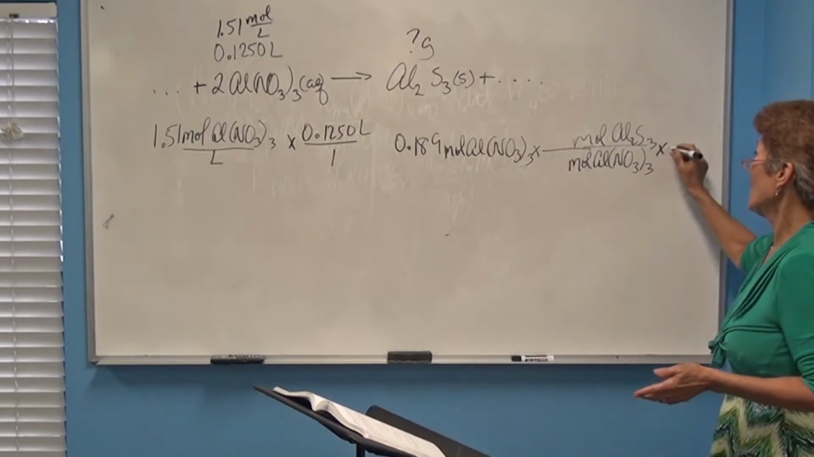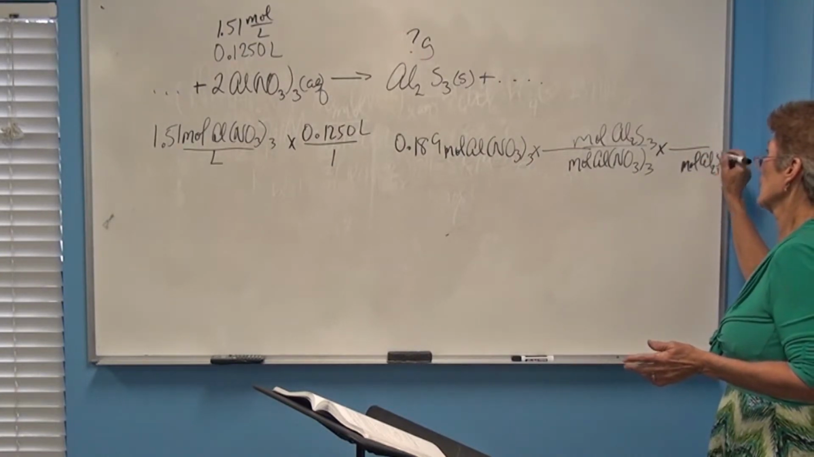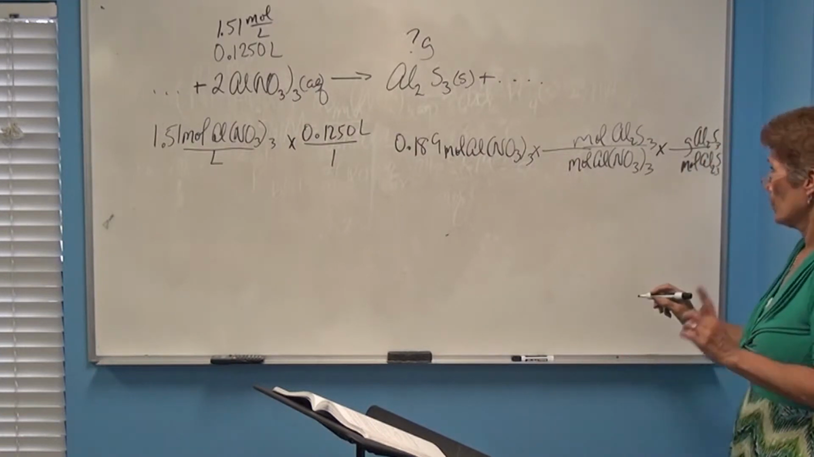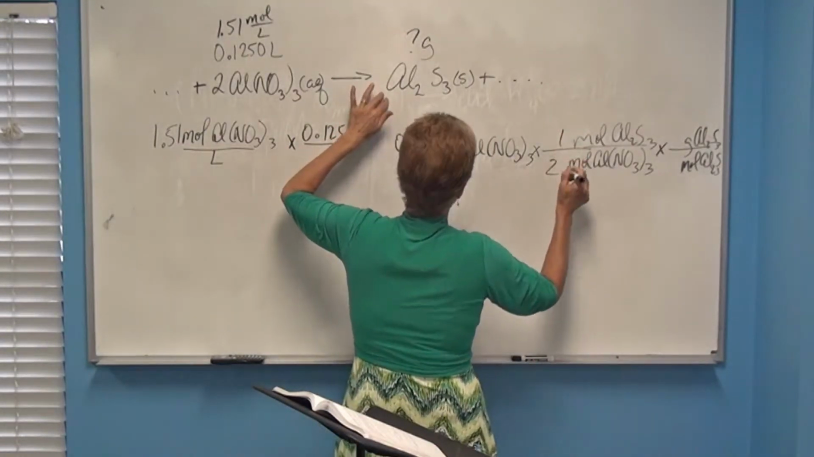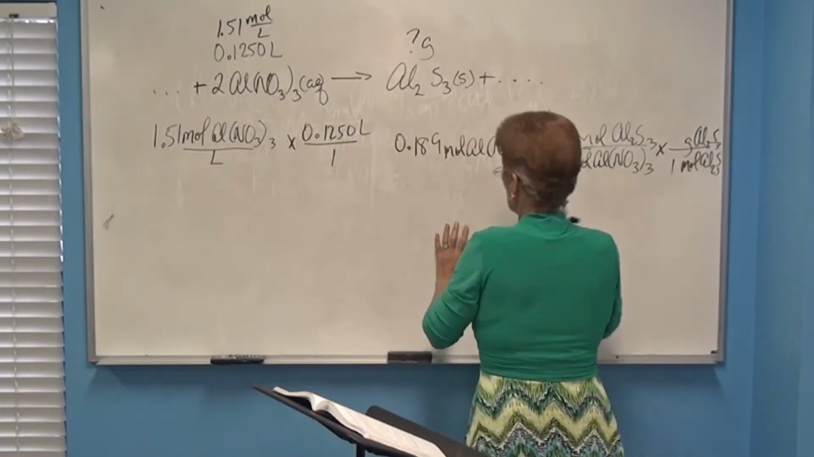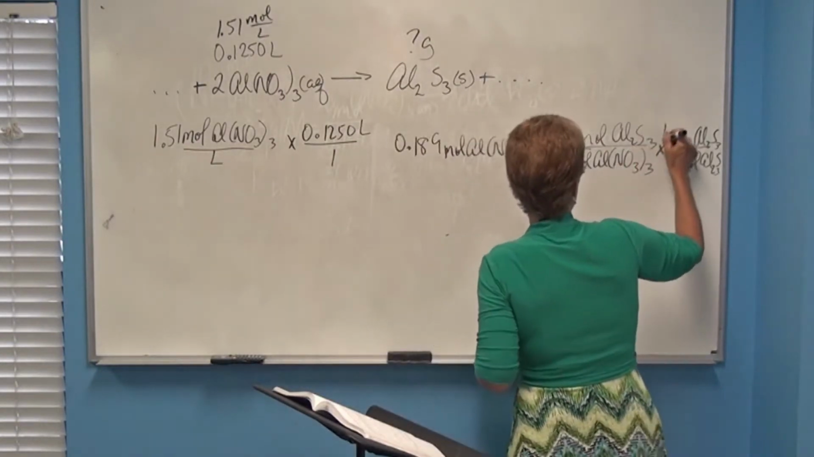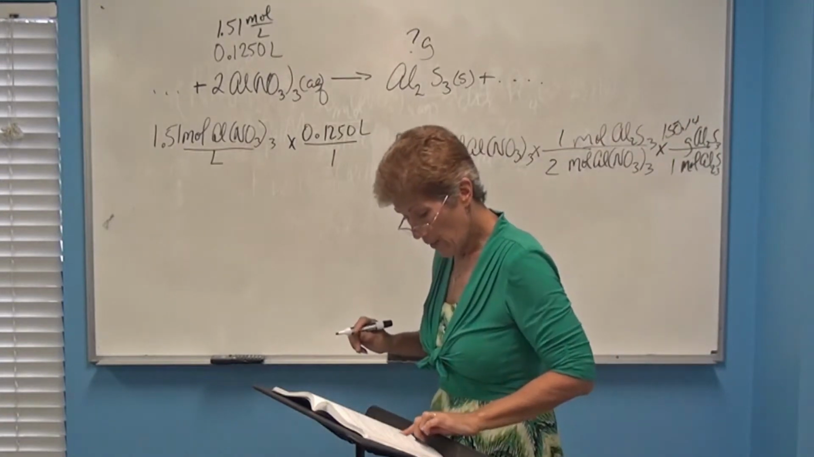Actually, then I could go to grams, couldn't I? So this is going to get a 2. This is going to get a 1. This is going to get a 1. The aluminum sulfide is 150.14. There we go.